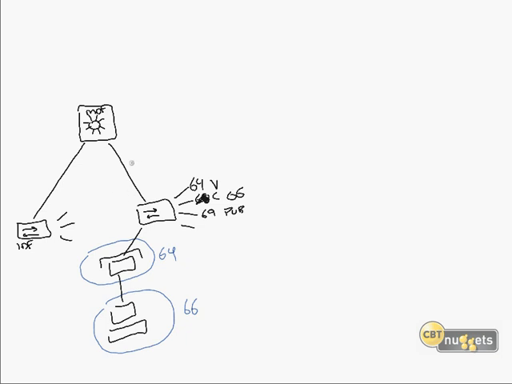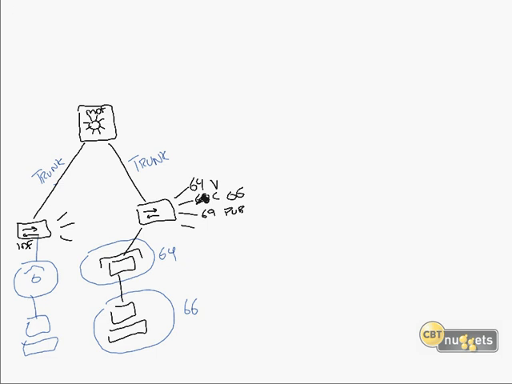So these will be configured as trunk links, passing all those VLANs. Trunk link to both of those switches. So you've got your phones down here. They're in VLAN 64. You've got your PCs down here.